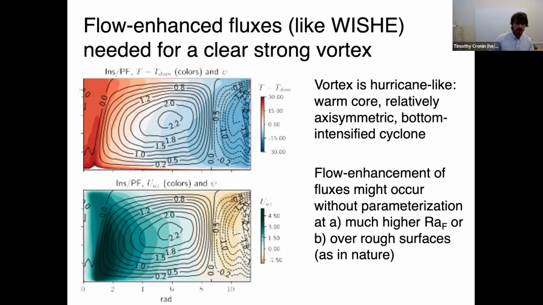So this flow enhancement of the fluxes is something we've had to tweak into this setup. It might occur without parameterization if you had a much higher flux Rayleigh number, had much more turbulent convection, or if you have rough surfaces. As in nature, it's possible that you get this natural flow enhancement of the surface fluxes. But that's something that seems to be important.